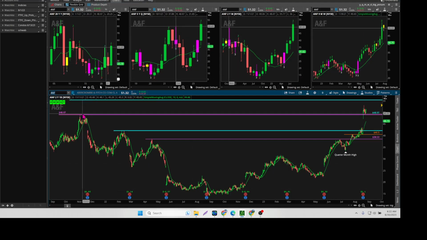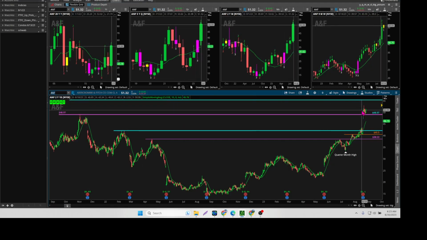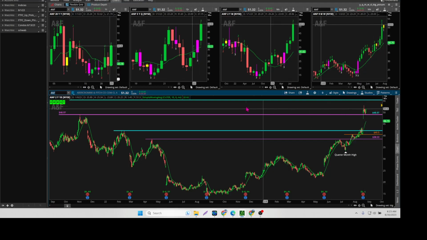That's understanding the big picture right here. That if and when we come back to this 49.42, I'm looking for potential buyers to step in. And look at what they did. They stepped in and they took this back up into full time frame continuity.